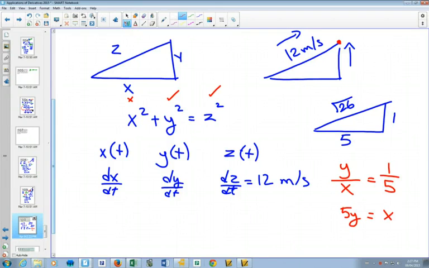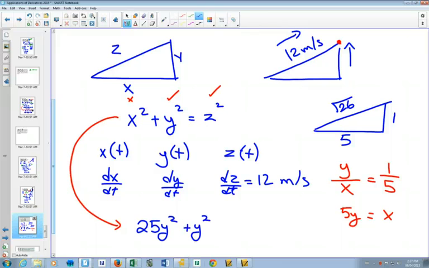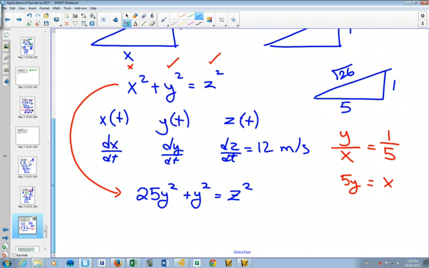That means we can take our original x squared plus y squared equals z squared equation, replace the x with 5y, which will give us 25y squared plus y squared equals z squared. Adding those two together, now we've created an equation that's just with y and z. We know dz/dt. We want to find dy/dt.